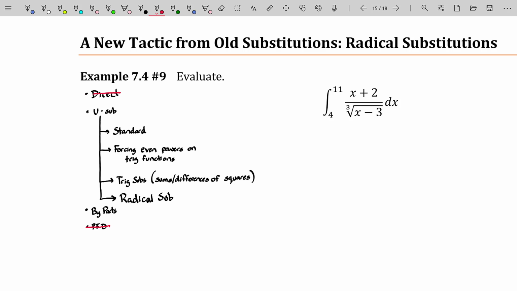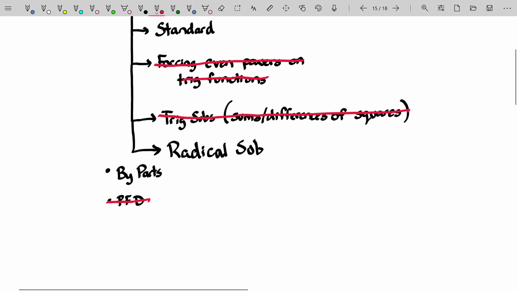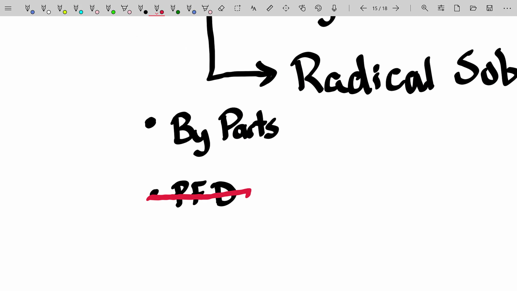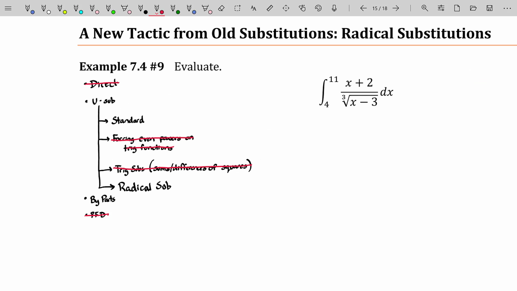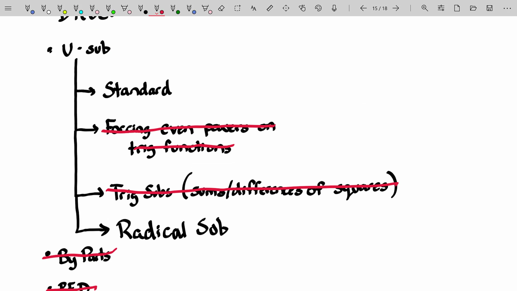Obviously, you can't use direct integration. There's no trig functions here, so forcing even powers on trig functions is out. I don't see a sum or a difference of squares, so that's out. It's not really a product of two different kinds of functions. Yes, technically it is a polynomial times 1 over a radical, but I kind of feel like polynomials and radicals are the same family of functions, and so by parts is a little bit out. Now you can see that only leaves us with two techniques, standard U sub or a radical substitution, and I'd actually like to try both here.